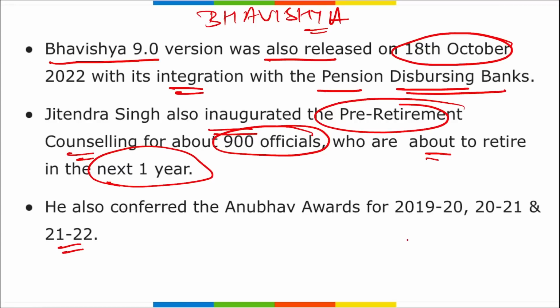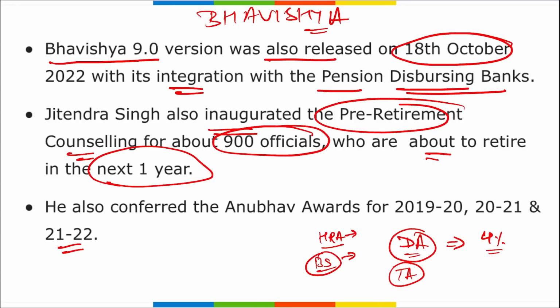Alright, then remember recently dearness allowance for the government employees was increased by how much percent? By 4% it was increased. Then TA stands for travel allowance. HRA in the salary stands for house rent allowance. Basic salary is your basic, BS is your basic salary. Alright, so this DA differs from location to location. You should know that also.